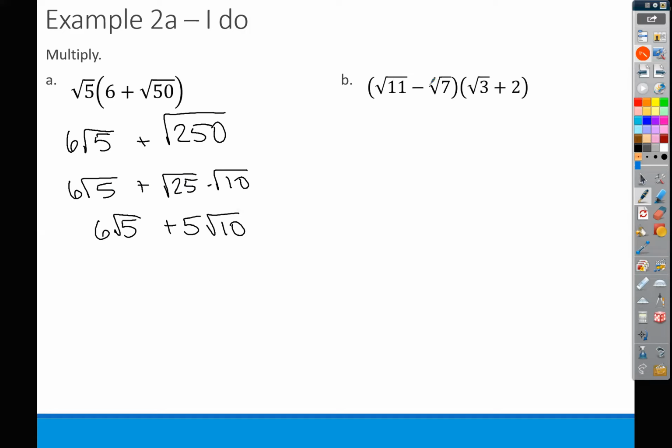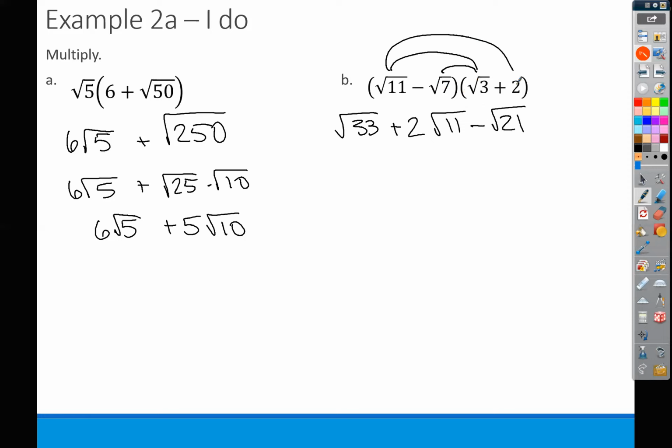Okay. Over here, we're multiplying binomials, which means you're going to distribute. So the square root of 11 times the square root of 3 is the square root of 33. The square root of 11 times 2 is just 2 square root of 11. Then you've got the negative square root of 7 times the square root of 3, which would be negative square root of 21. Negative square root of 7 times 2 is negative 2 square root of 7. And then none of those are like terms because they all have different radicands, so you're done.